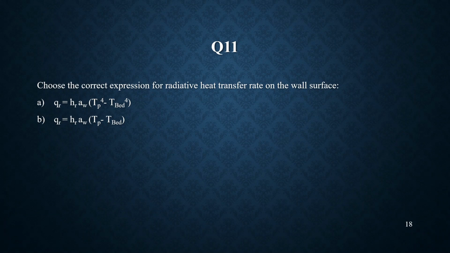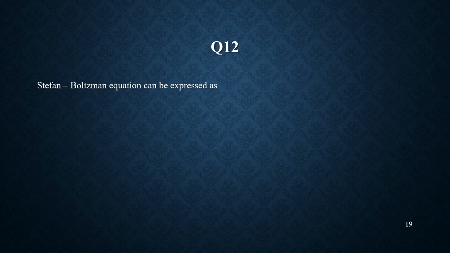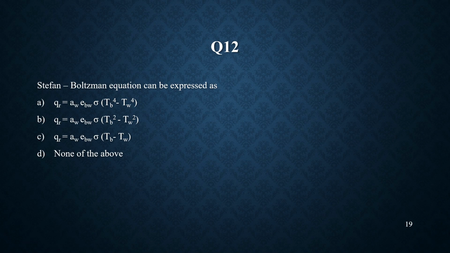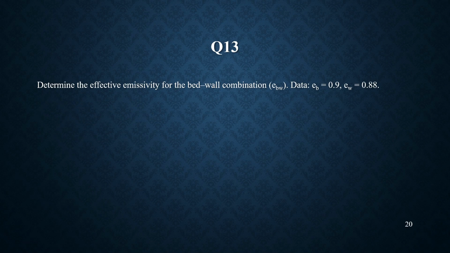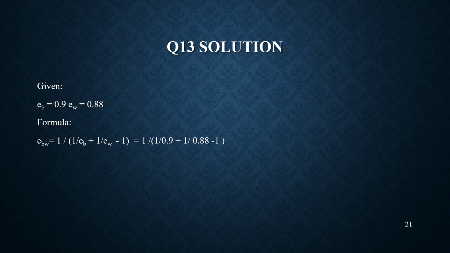And radiative heat transfer is given by HR into AW into (TP minus T bed). Here I have made a mistake, but please make sure you do not make that particular mistake, because it is asked about calculation of the radiative heat transfer rate. And the next question is about the Stefan-Boltzmann equation, where we are using TP power 4 minus TW power 4. And in question 13 we are calculating the effective emissivity of the bed wall combination, where emissivity of bed and wall are given. So we have used the formula 1 by EBW is equal to 1 by EB plus 1 by EW minus 1.